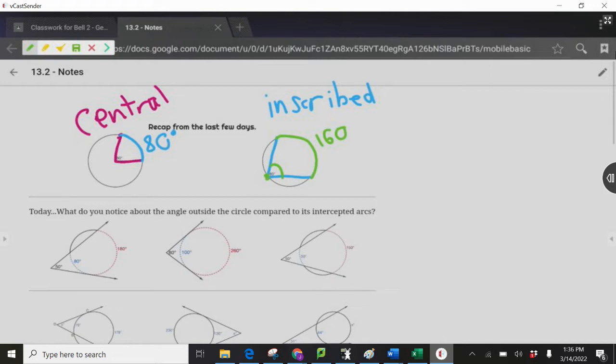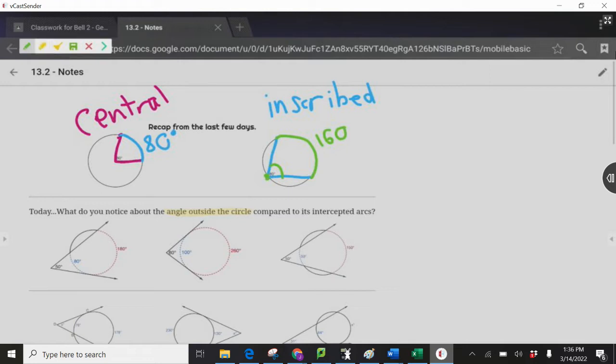So those have been the two that we've learned about so far. Today we're going to learn about another relationship or two, but this time we're going to talk about angles other than just angles that are either inscribed or in the center of the circle. The first one that we're going to talk about is an angle outside of the circle.